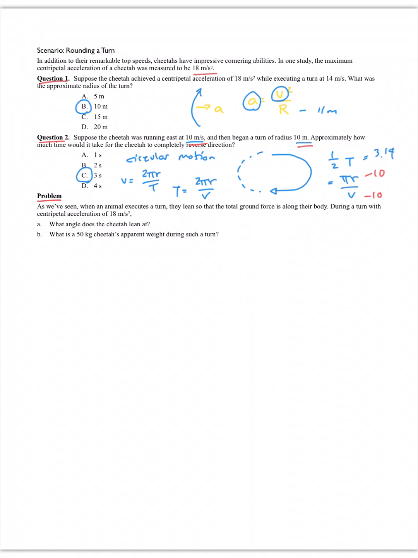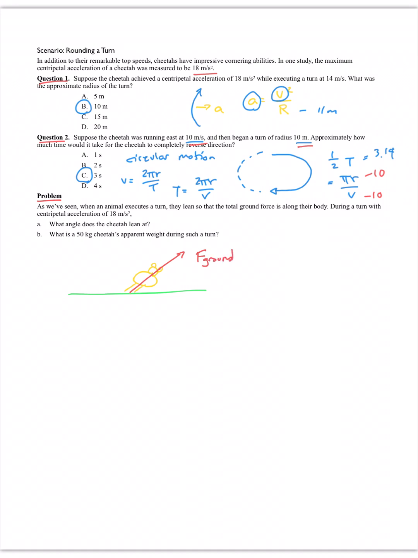And it says here, when an animal executes a turn, they lean so the total ground force is along their body. Okay. Now, remember what we said about this. So here's the ground, and suppose I have a cheetah on the ground, and the cheetah is executing a turn. I'm not very good at drawing, so this is my back view of my cheetah. The force from the ground is going to be along the cheetah's body, okay?